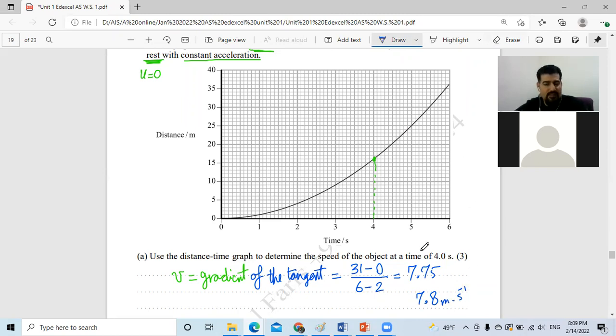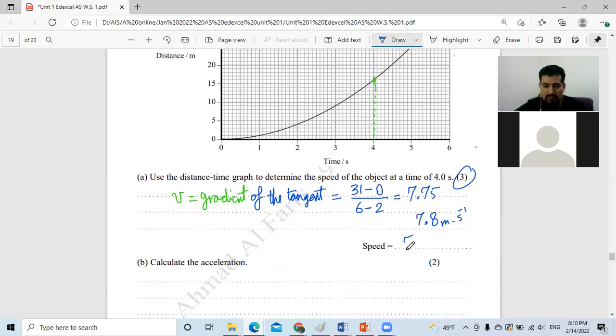There is a range of accepted answers. The accepted answer in the mark scheme was 8 plus or minus 0.3. So I am in the range of the accepted answer, so I got the 3 marks. Okay. Next. This is part A of this question.